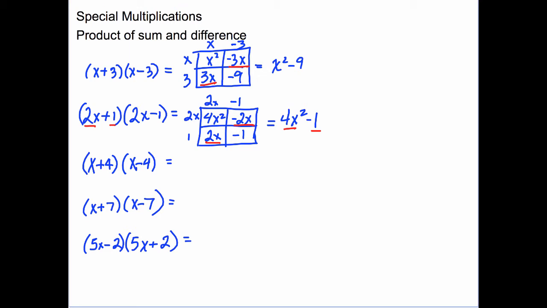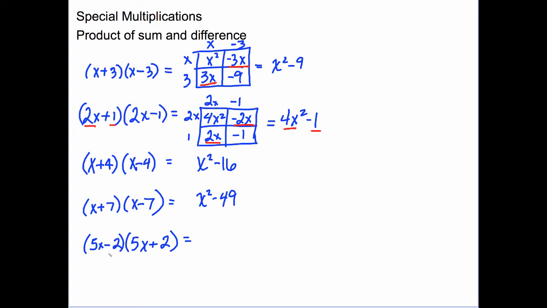Okay, you may have used expansion boxes. I'm just going to do these multiplications quickly using the trick that we saw. This is a sum and a difference, x plus 4 times x minus 4. So this is just going to be x squared minus 16. This next one is a sum and difference, x plus 7, x minus 7. So this is simply going to be x squared minus 49.